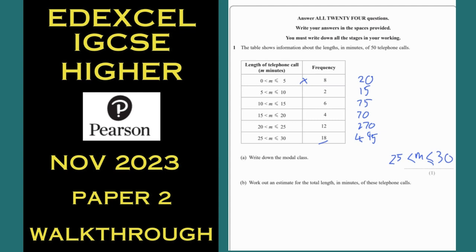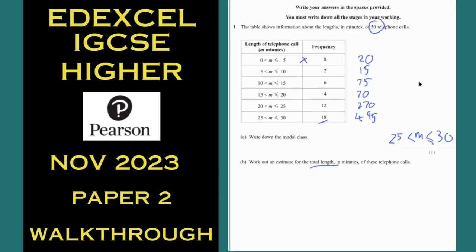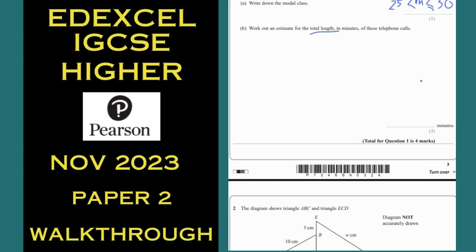Part B is pretty much done though, because we've got our midpoints multiplied by frequencies. So first it says work out an estimate for the total length. So in other words, bit of a red herring. Normally you have to divide by 50 because they're asking you to estimate the mean. Actually, not here. They're just wanting you to total those numbers, so be careful. 945 is the correct answer here.